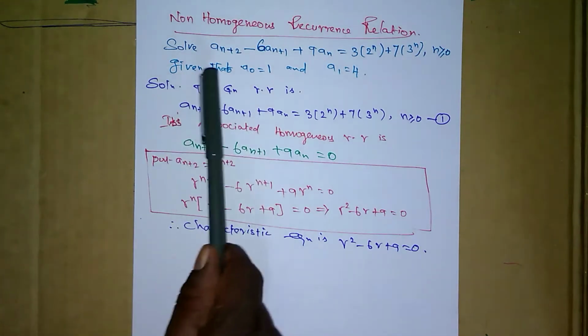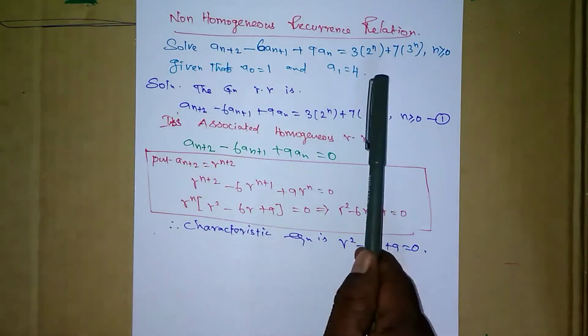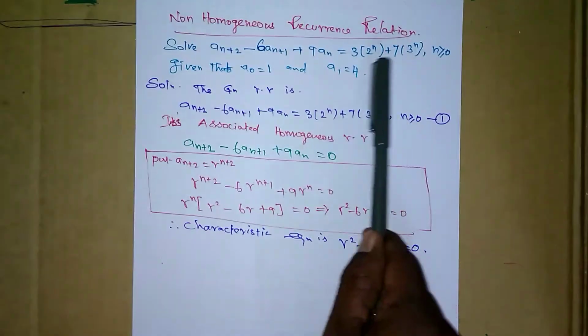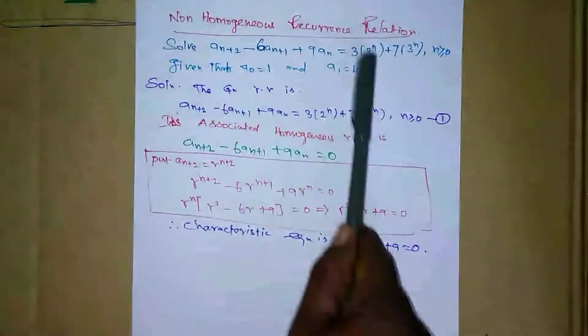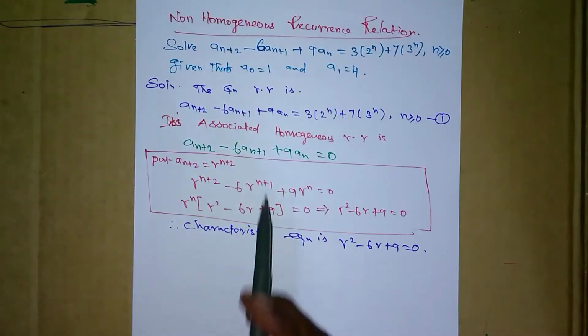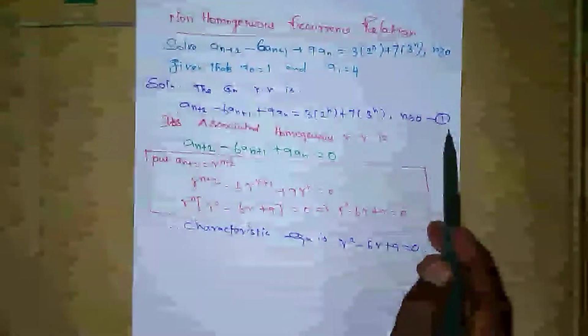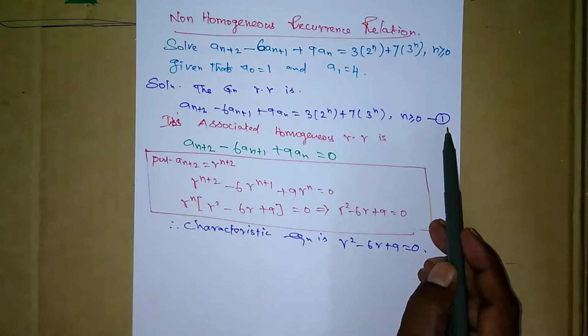Today we are going to see the non-homogeneous recurrence relation. If the right hand side of the sequence is in the form of a power n, we can say that it is a non-homogeneous recurrence relation. The given recurrence relation is taken as equation number 1.